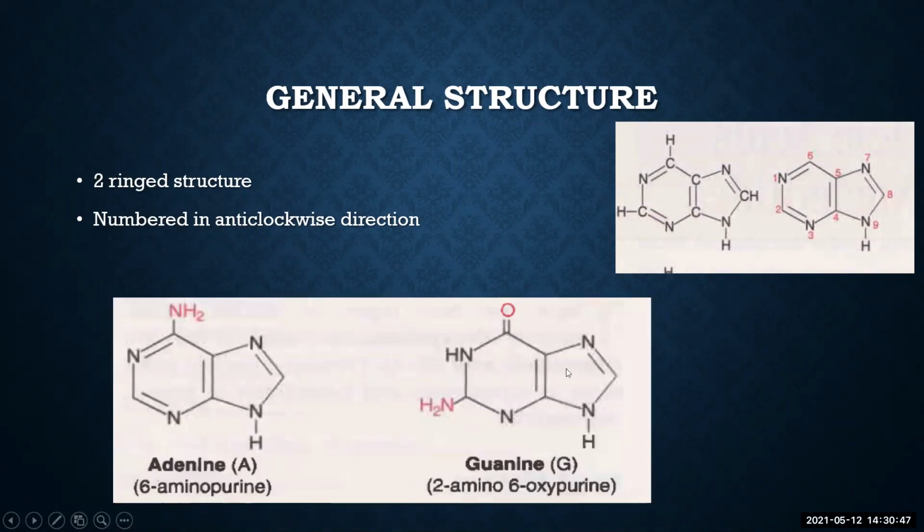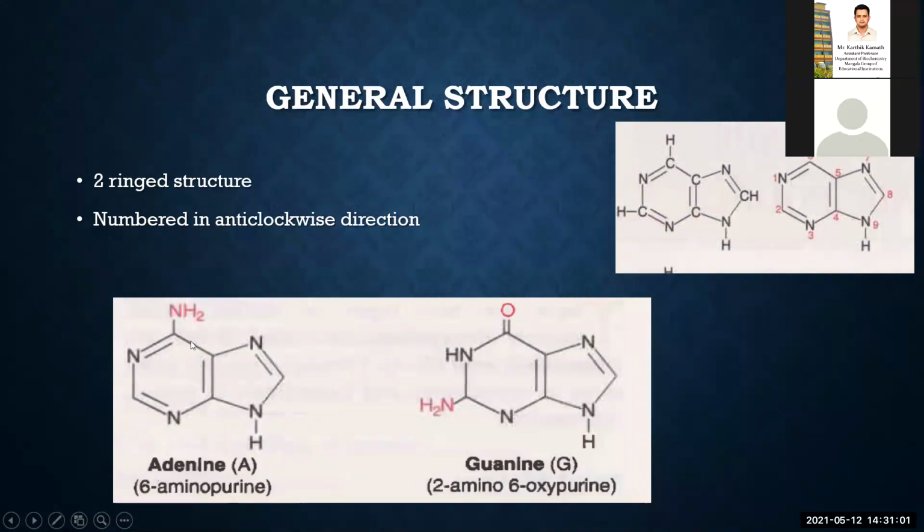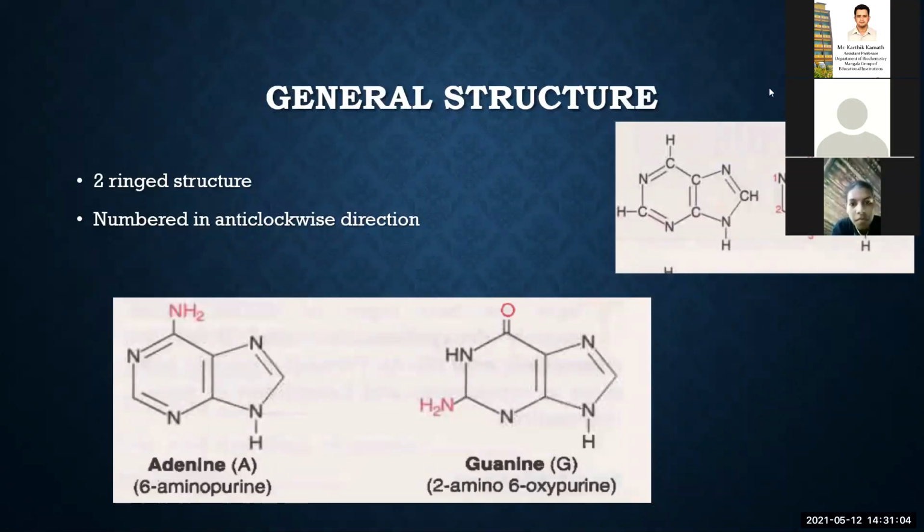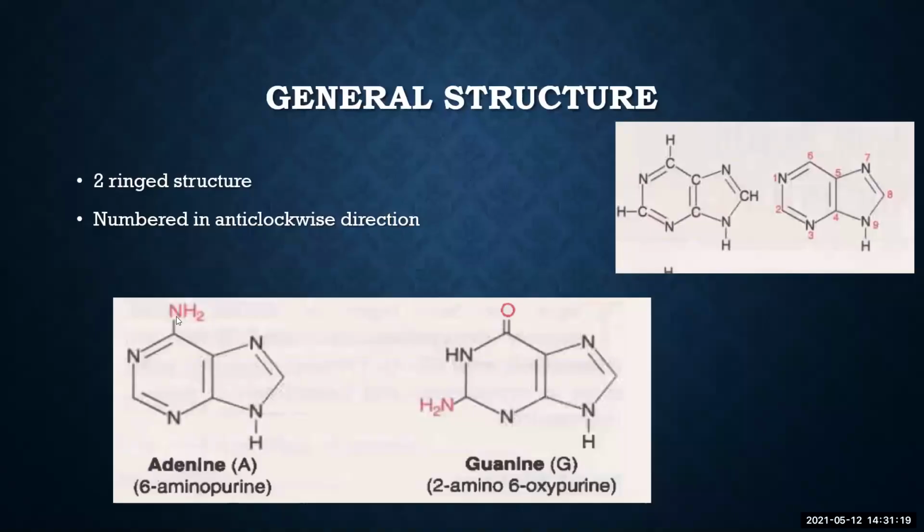In this picture, you can see the chemical structures of adenine and guanine. As the name suggests, the chemical name of adenine is 6-aminopurine. There is an amino group present at the sixth position of the general structure. Okay. Similarly, if you look at guanine, the chemical name is 2-amino-6-oxypurine. So there are two functional groups present. One in the second position, that is the amino group. One in the sixth position, that is the oxy group. Okay. So that is how the structure is explained here.